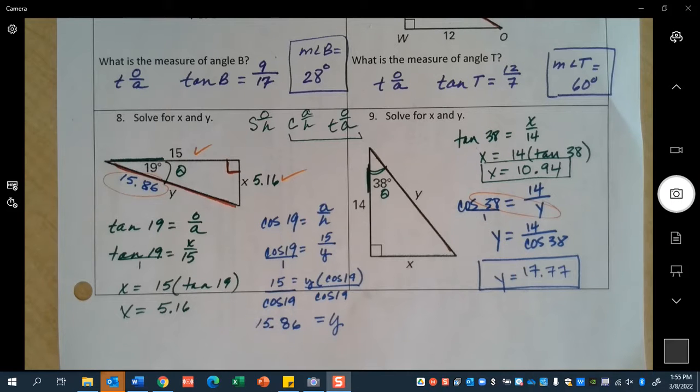You said multiply, you divide, right? So 14 divided by the cosine of 38. Are we good?